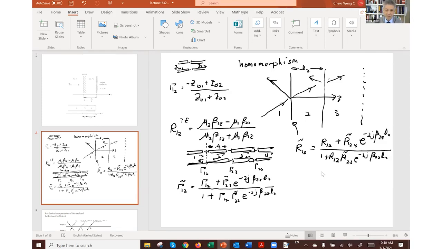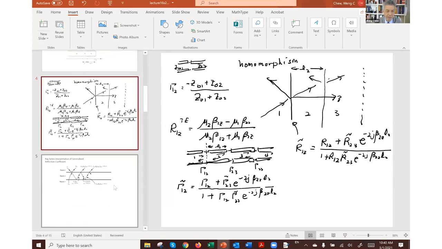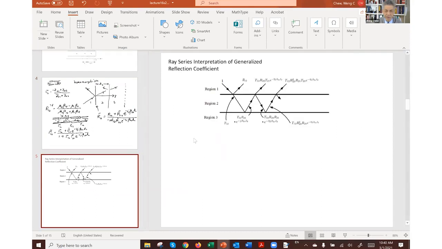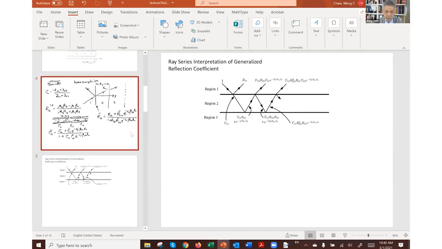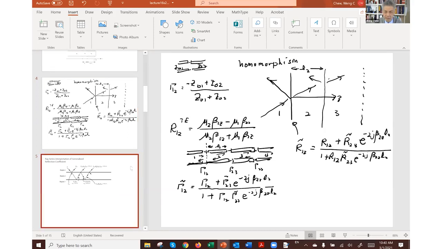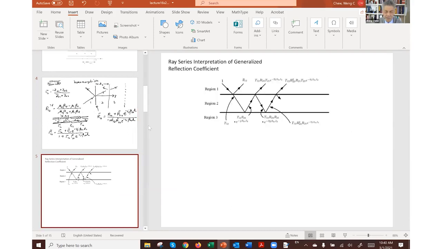Okay. So if there are no questions, then we will go through doing some ray series interpretations such as this one over here. We can show that if you have a layered medium, if you can write the reflection coefficient like what we have done in the previous slide, you can actually expand this reflection coefficient into a ray series and understand each of the terms physically as one of these rays that bounce around like this.